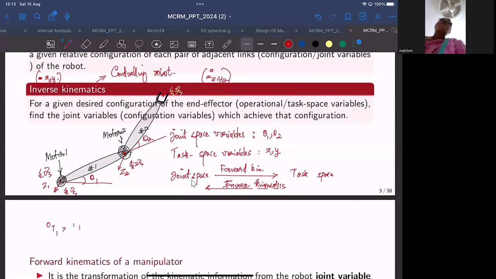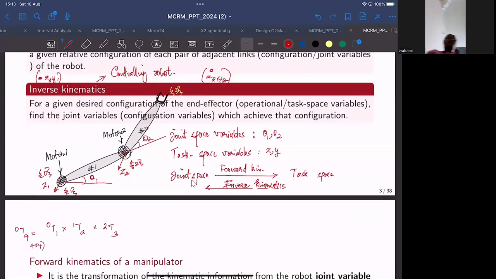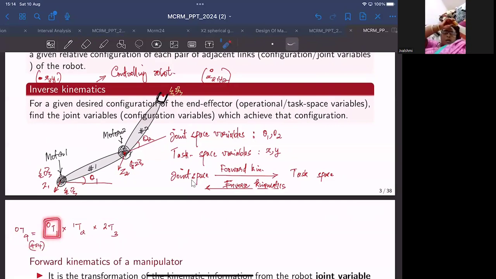0T1 multiplied by 1T2 multiplied by 2T3, and that's about it, giving 0T3. And these are all 4 by 4 homogeneous transformation matrices. And you can use the DH parameters to populate each of these individual matrices. You can use the DH parameters between joint 0 and joint 1, the DH parameters between joint 1 and joint 2 to obtain this transformation, and similarly the DH parameters between joints 2 and 3 to obtain this transformation matrix.